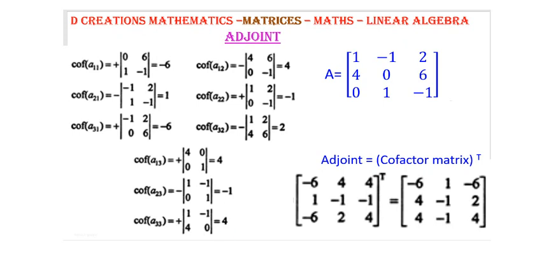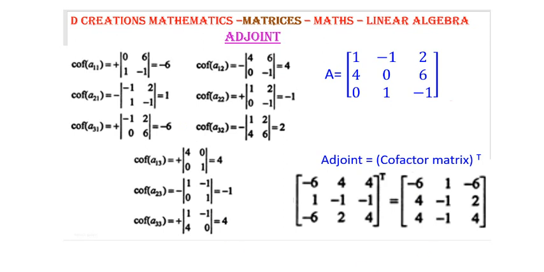Now your task is so simple. Simply create the cofactor matrix by placing the values at the right positions. So the cofactor of A11 is minus 6, so it goes here. 4 comes from here. Another 4 comes from here. Minus 1 comes from here. Another minus 1. Minus 6. Then 2 and 4. Arranged it.